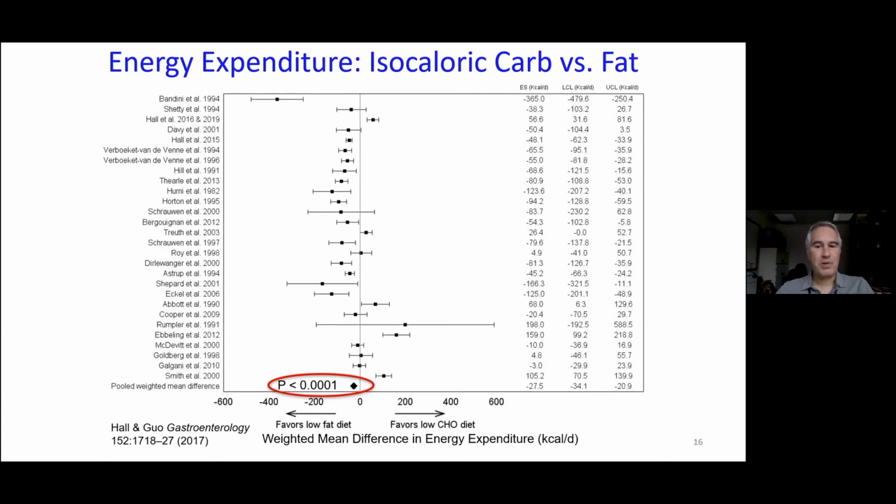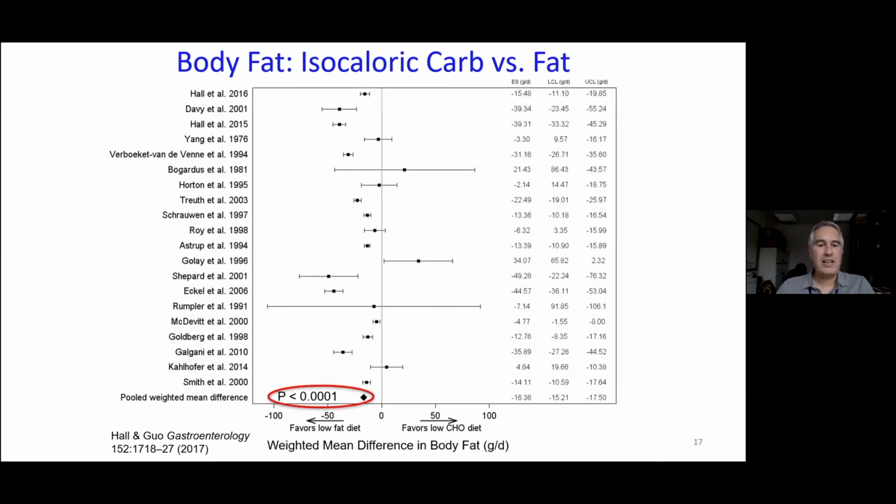But this is an example of where statistical significance has absolutely no clinically meaningful benefit. This is a pooled weighted mean difference of 28 calories per day. So that's like a couple bites of a cookie or something like that. It's an extraordinarily small, I would argue, physiologically and clinically meaningless difference in energy expenditure. And then similarly, when we look at body fat changes, again, highly statistically significant fat loss differences favoring lower fat diets, but again, the effect size is extremely tiny, only 16 grams per day.